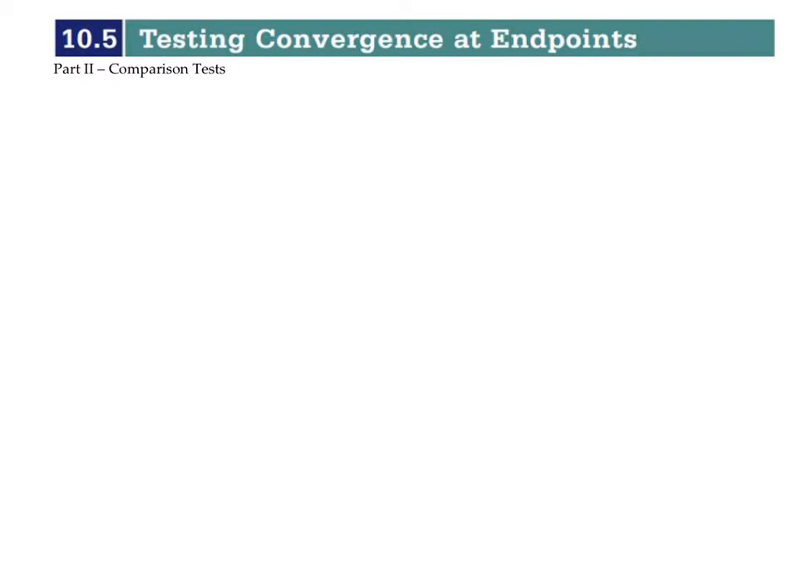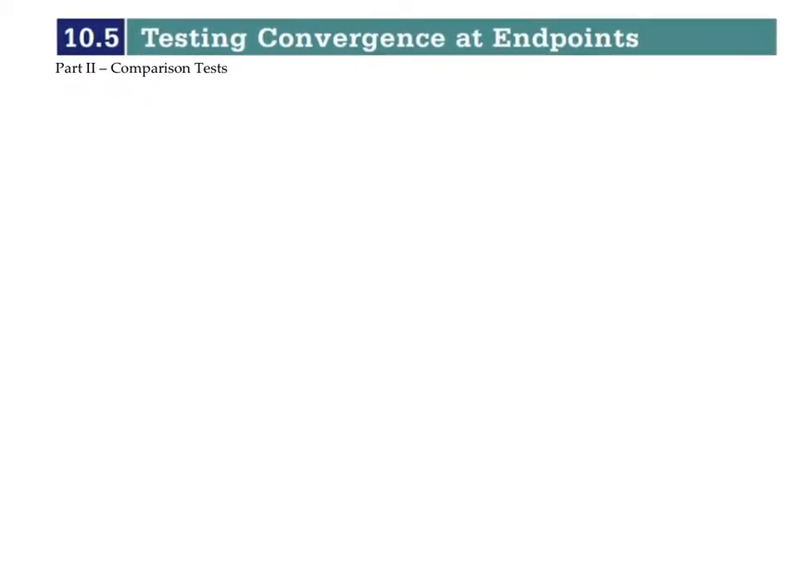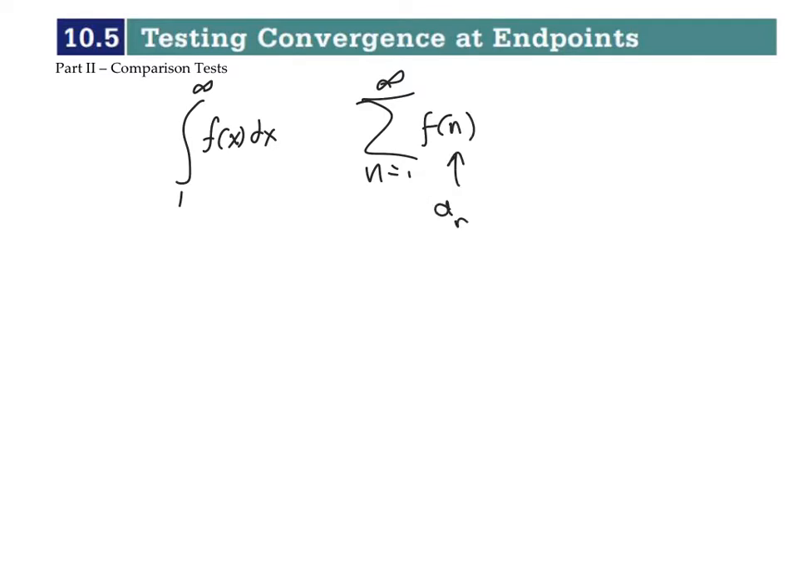In the previous video tutorial, we covered the integral test, which basically says that the integral from 1 to infinity of f of x and the sum from n equals 1 to infinity of f of n, which we usually call an, either both converge or both diverge. We also talked about harmonic series and p-series, and basically that the integral from 1 to infinity of 1 over x to the p converges if and only if p is greater than 1.